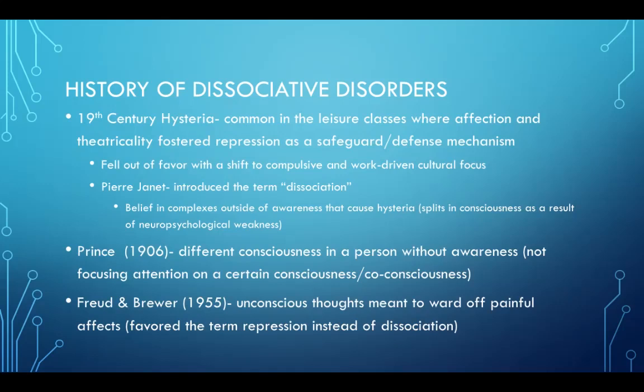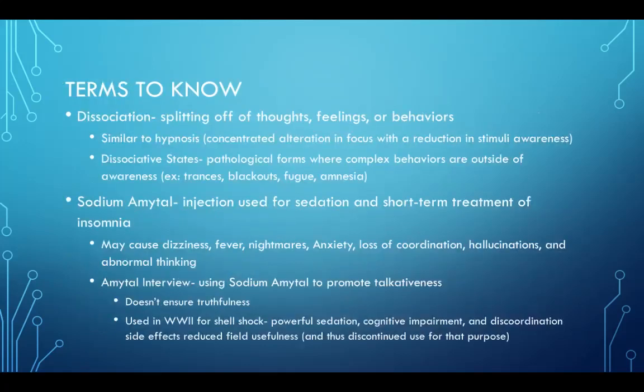Prince in 1906 described different consciousness in a person without awareness, not focusing attention on a certain consciousness, or co-consciousness. Freud described unconscious thoughts meant to ward off painful effects, and instead of dissociation, he termed it repression. Each of these three individuals is important when we were deciding how to create diagnostic criteria for the DSM. So keeping those in mind when we go over the diagnostic criteria, and where we came from all the way from the 19th century to today, is important.